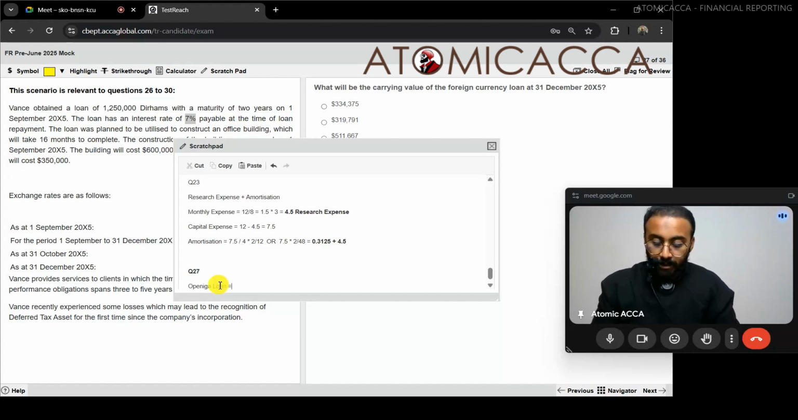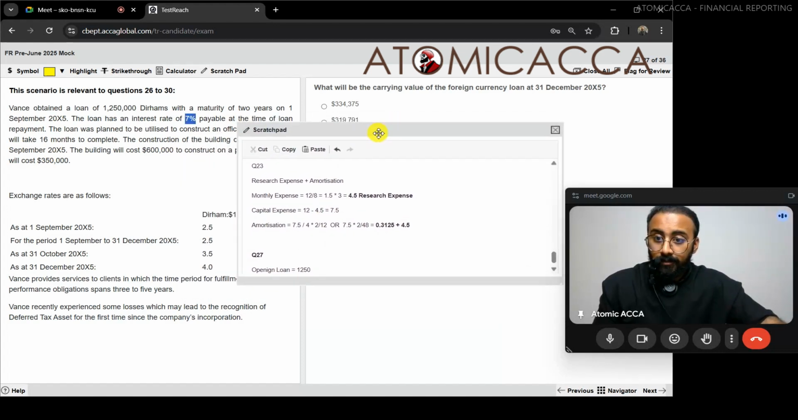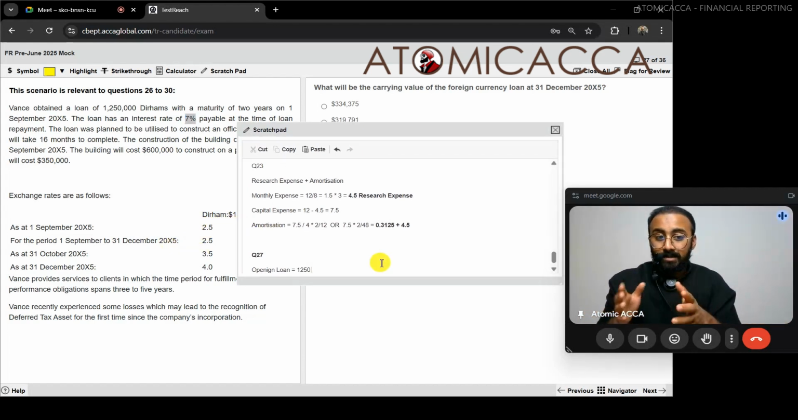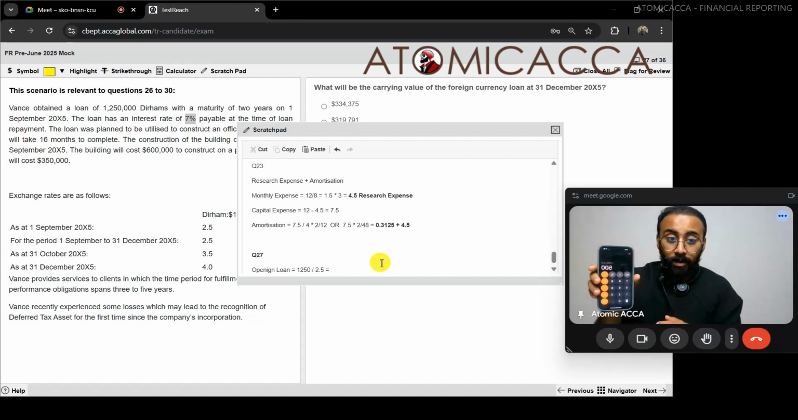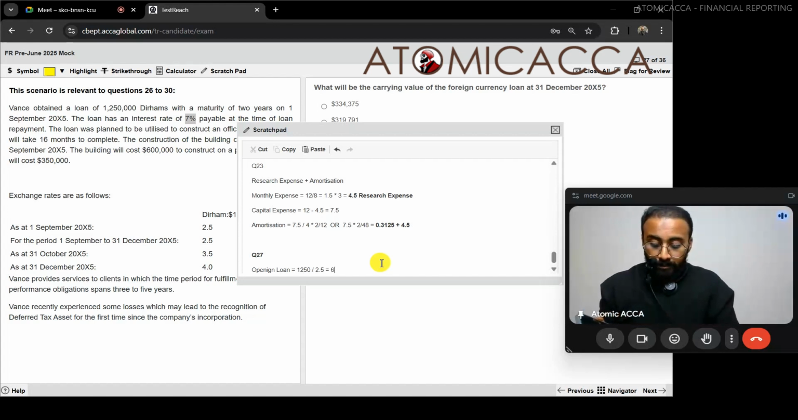Opening loan is equal to 1250 million dirhams, and the rate on that date is 2.5 dirhams per dollar. The currency is the same, dirhams and dirhams. 1.25 million dirhams and 2.5 dirhams is the rate. So when I divide it, it will be equal to 1250 divided by 2.5. That will be equal to 500. So $500 million loan it will be.